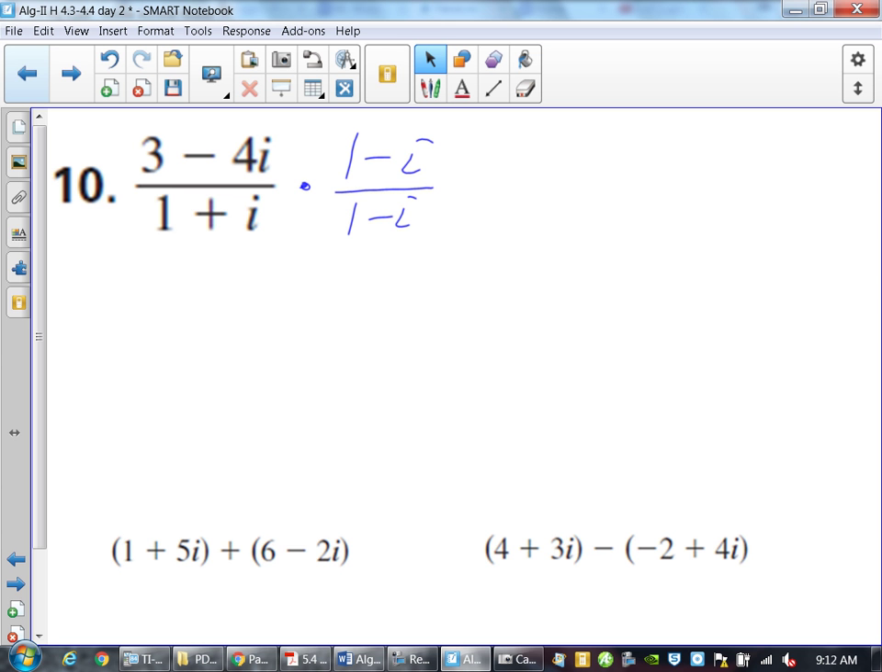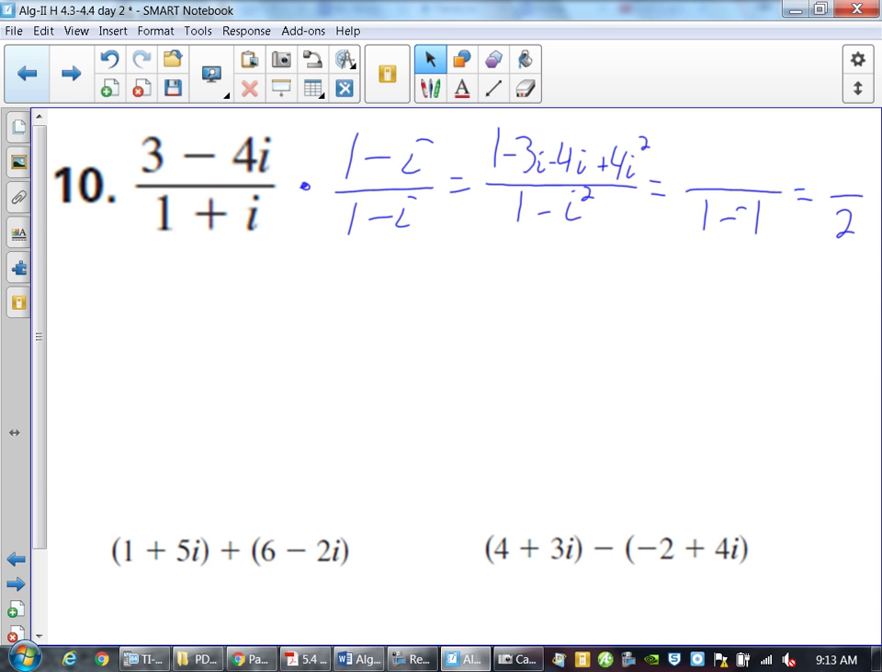In doing this, I am eliminating that middle term. I'm eliminating the i, the imaginary number in the denominator, and then I just FOIL stuff out. This is just over 1. So this is 1 minus i squared in the denominator, which is 1 minus negative 1, which is 2. So my denominator is 2. My numerator then, I just have to FOIL out and combine my terms. I have 3 minus 3i minus 4i plus 4i squared.